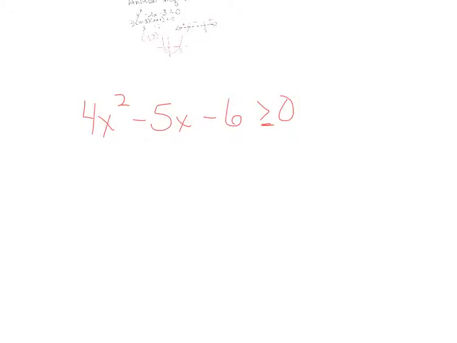Is that how we factored it, Dimitri? How did we factor it? x minus 2 times 4x plus 3, so the x's cannot be 2 or negative 3 over 4. Okay, well, in this case they can, because it's not rational. But those are the zeros. So x is either 2 or x is negative 3/4.